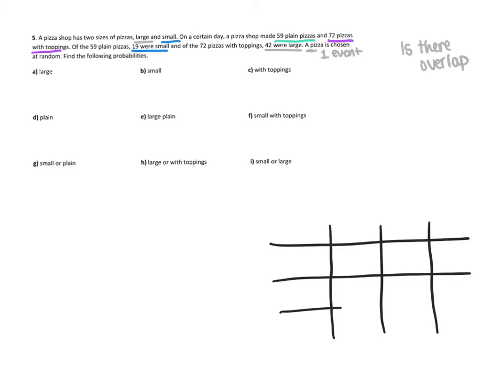So I'm just going to come down here, and I'm going to make a 3x3 table. So I have large and small, and I've got, oh, I'm going to do plain first. I've got plain, and I've got toppings. And then I'm just going to put the totals here.